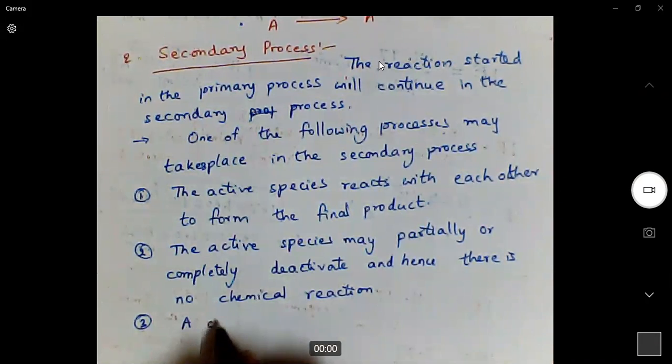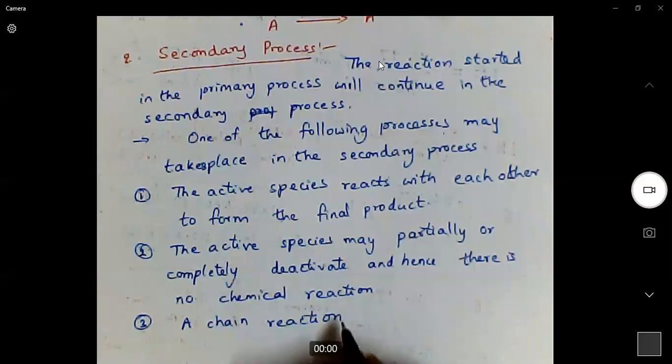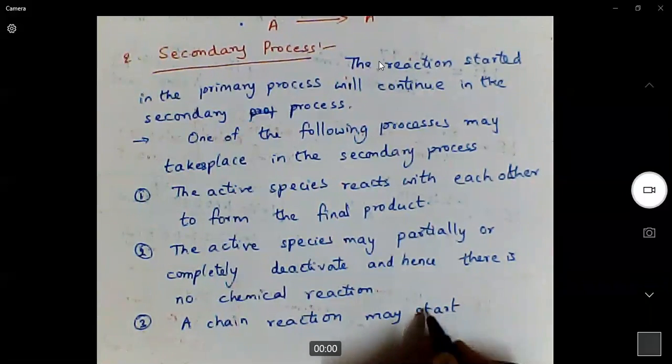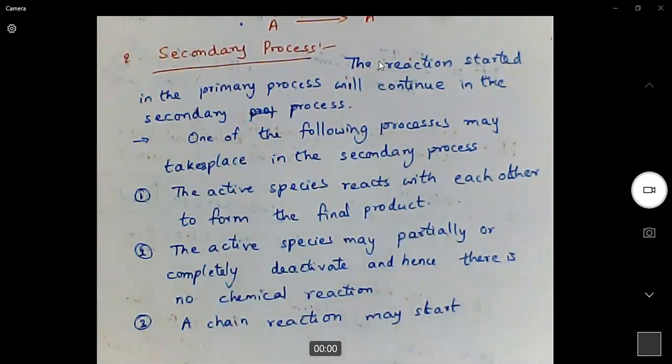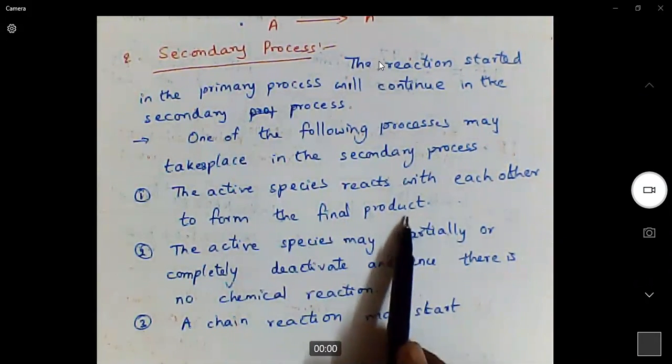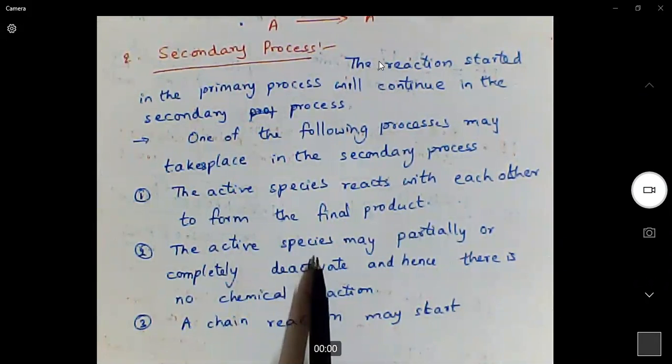And the third possibility is a chain reaction may start. Generally, we observe chain reactions in photochemical reactions. So these three steps will occur in a secondary process. So the first one is conversion of active species into final product, or deactivation of the active species, or a chain reaction. These are the three steps that occur during the secondary process.